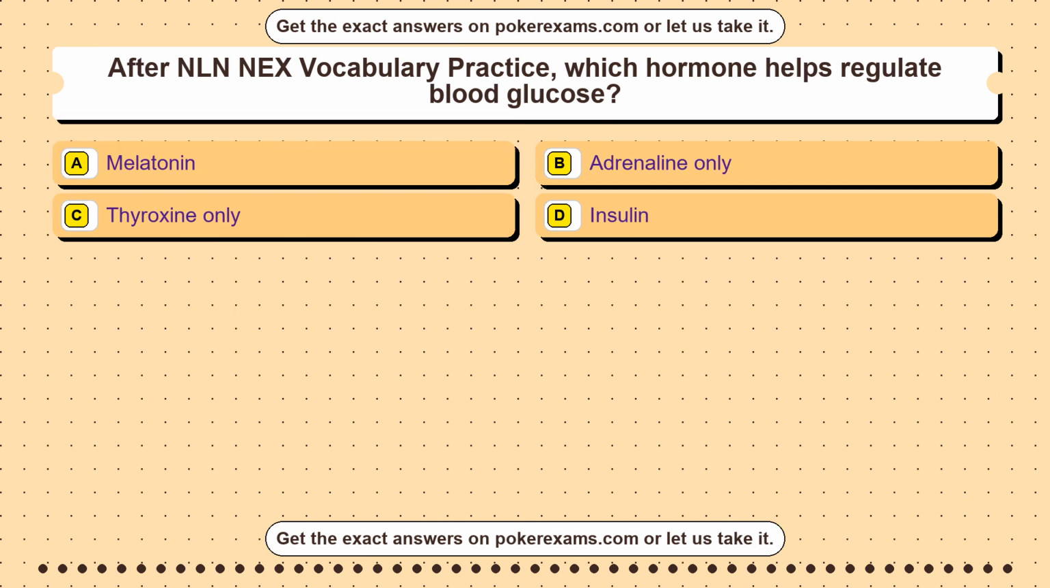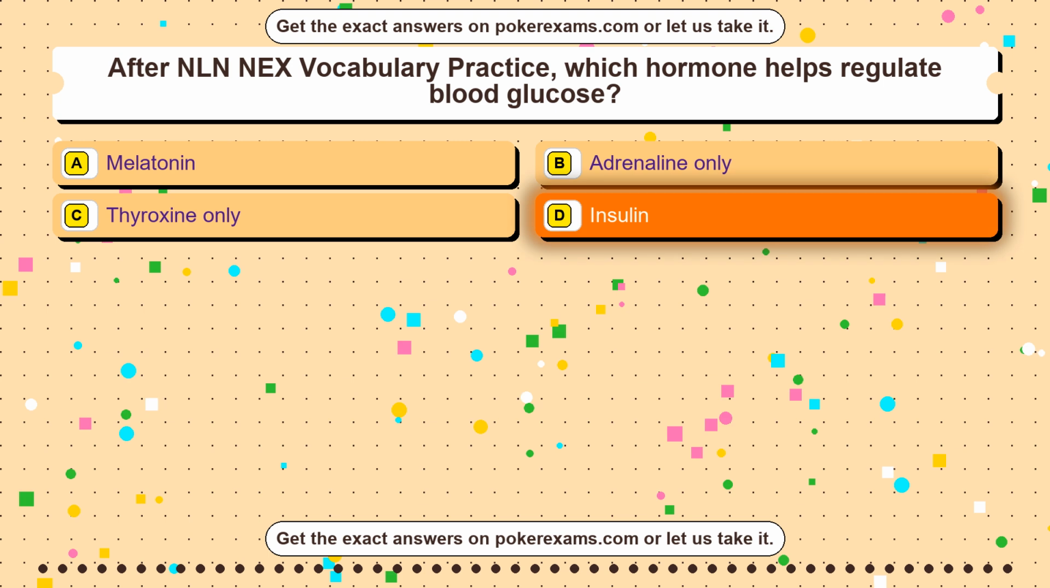Question 6. After GED test prep, how should 0.25 be written as a fraction? Option A, 1/2. Option B, 2/5. Option C, 25/10. Option D, 1/4. The correct answer is option D.